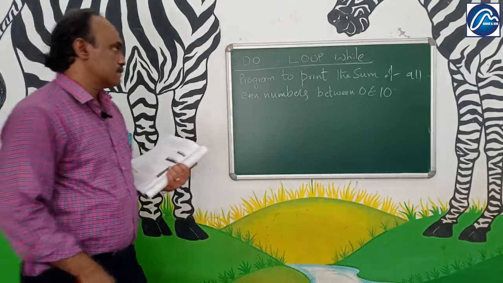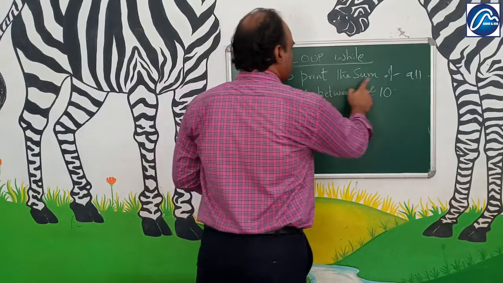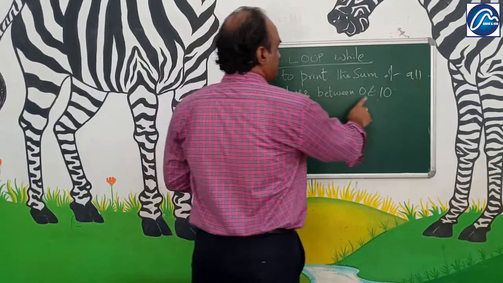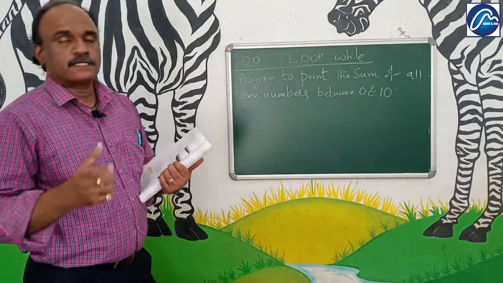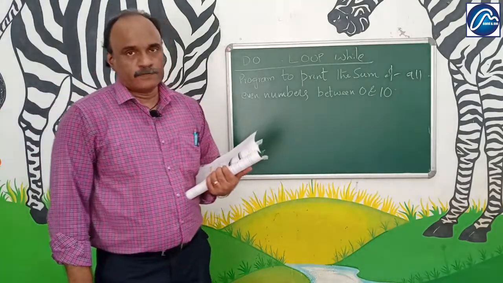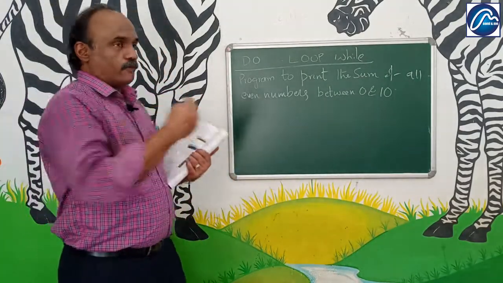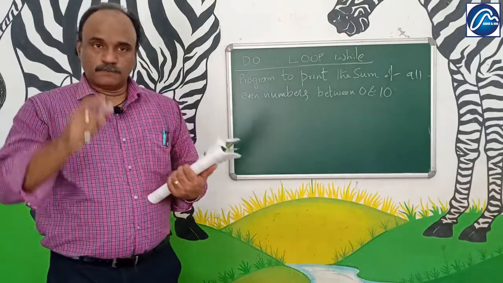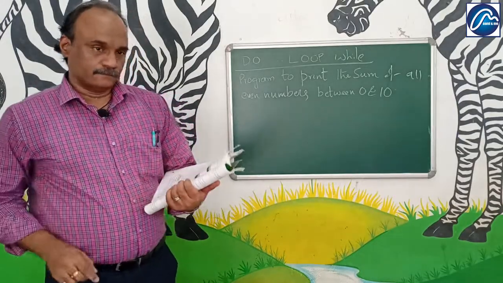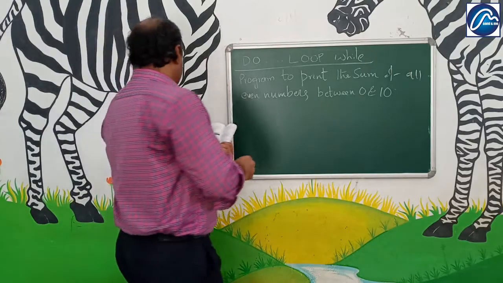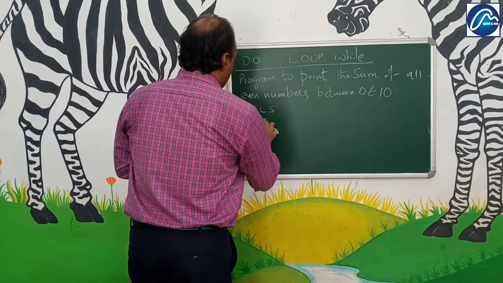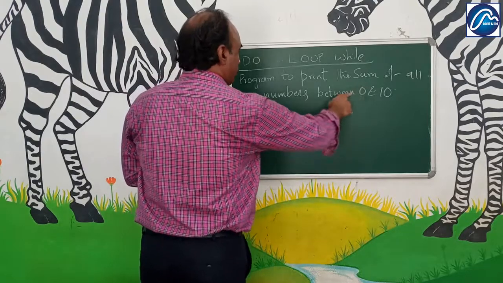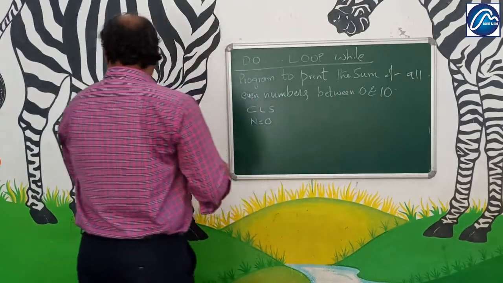Now what is this? This is a program to print the sum of all even numbers between 0 and 10. What are even numbers? I have told you. Numbers which are divisible by 2 are called even numbers. So 0 to 10, whatever even numbers are coming, you have to sum those numbers and get the answer. Now how do I start? First is always CLS, n equal to 0, because our numbers are from 0 to 10.